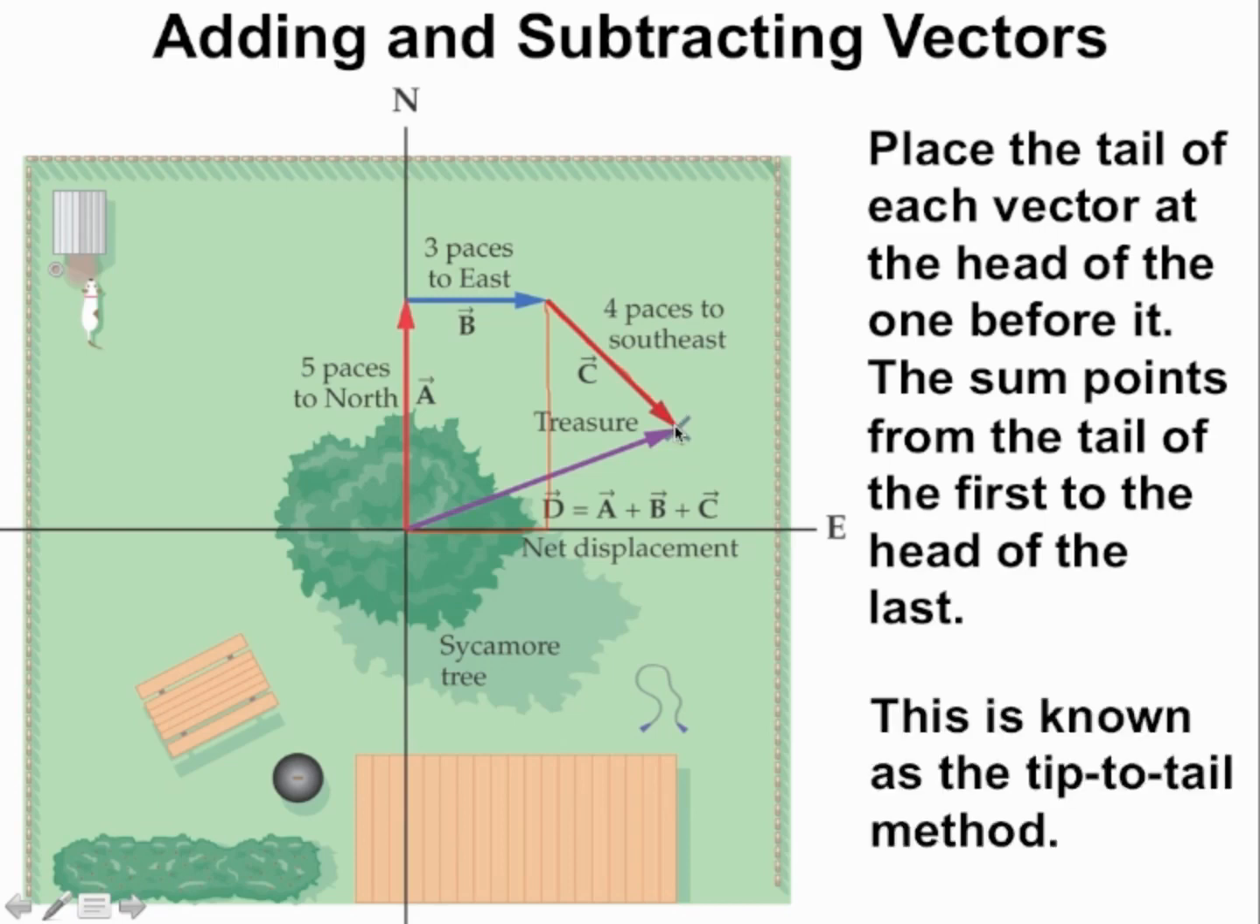This method of vector addition is known as the tip-to-tail method. It's the most common method, and it helps us to visualize, with a sketch, what's going on with the vector additions.